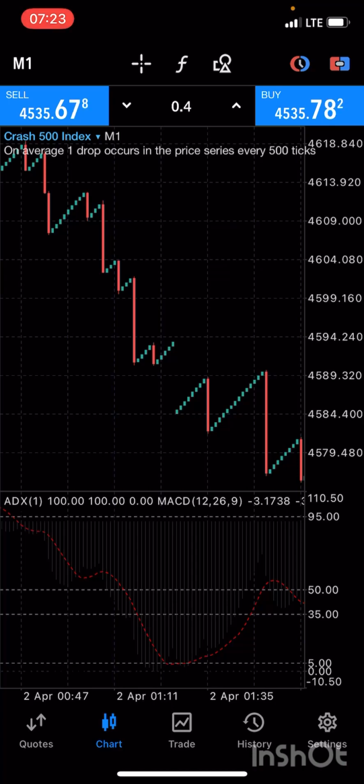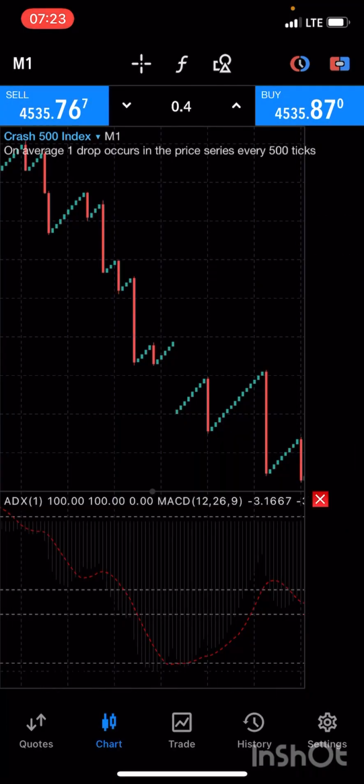But I want to show you guys a quick thing using price action. I'm going to show you how to use this. But right now, I want to show you something very important.